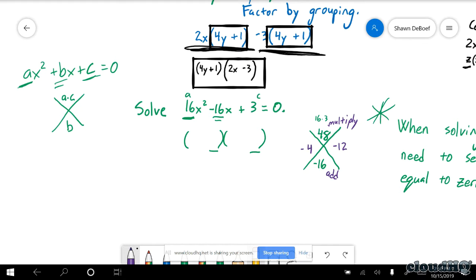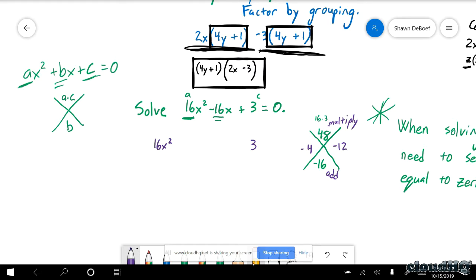Now, I'm going to come over to the left, and I'm going to actually erase these parentheses because I'm not ready for those yet. The negative 4 and the negative 12, they don't go into the parentheses. I'm going to turn this into a grouping problem, and here's how. The quadratic term I'm going to leave as is. It was a 16x squared. The linear term, the 3, I'm going to leave it as is.